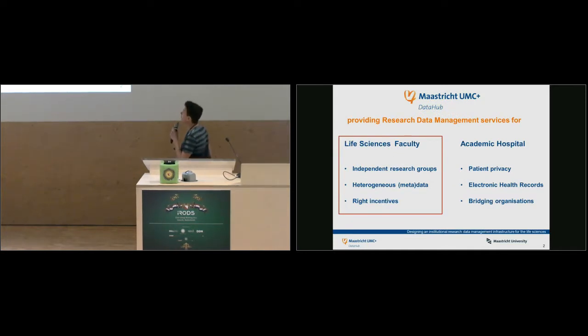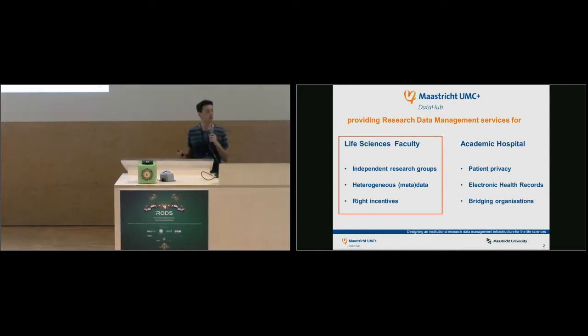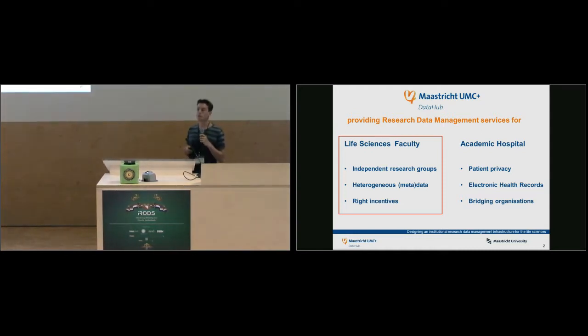So the MUMC Plus consists of a life science faculty and the academic hospital. And we're providing services, RDM services, for both of these groups. For the academic hospital, the main challenges lie within keeping the research data that you collect, keeping patient privacy, but also extracting information from the electronic health records, which can be a challenge. And also bridging the organization, because the MUMC Plus is a combination between the life science faculty and the academic hospital, it can sometimes be a challenge to link those two organizations.